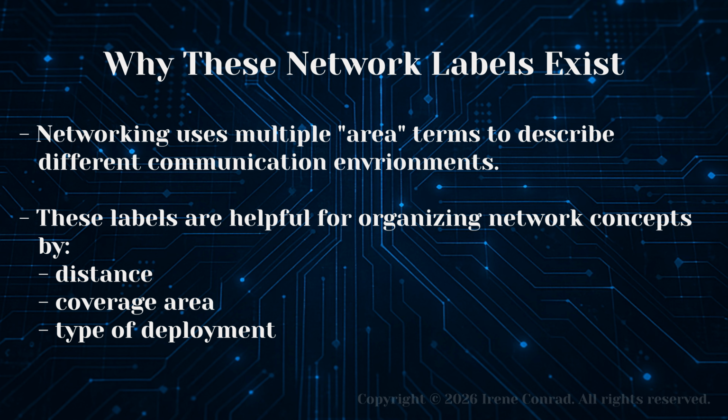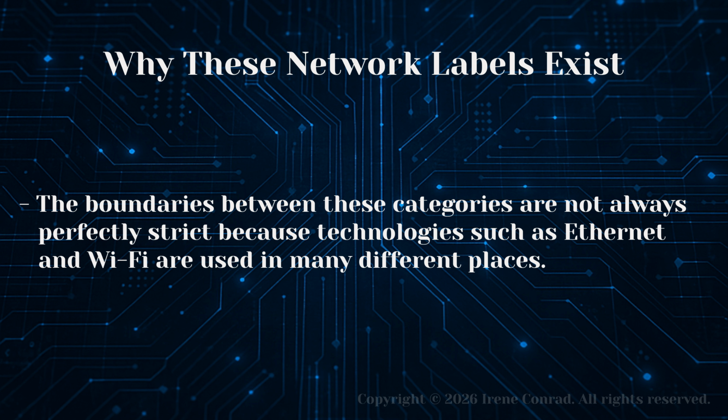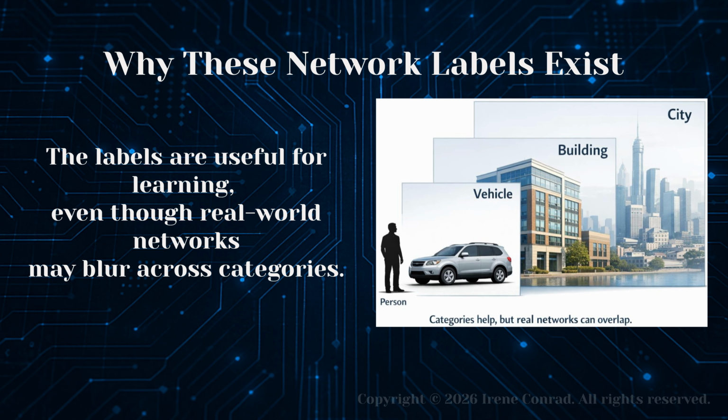One reason beginners get confused is because networking has created a lot of area labels over the years. These network areas can feel confusing because new labels keep getting added as technology changes. It also explains that the lines between them are not always perfectly sharp anymore, because technologies like Ethernet and Wi-Fi are now used in many different places. So, the goal here is not to panic over every label. The goal is to understand the basic idea behind each one.